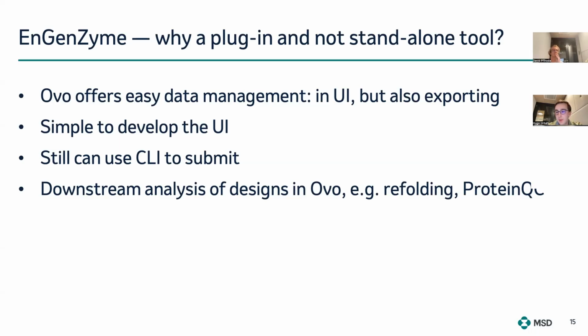And another important thing is the downstream analysis of the designs that you generate. You can do refolding, which just means, in my case, I used ESMFold as part of my pipeline, but you can also use AlphaFold to double check the structure, or Protein QC, which is a collection of many different pipelines to compute additional descriptors such as solubility and many more.